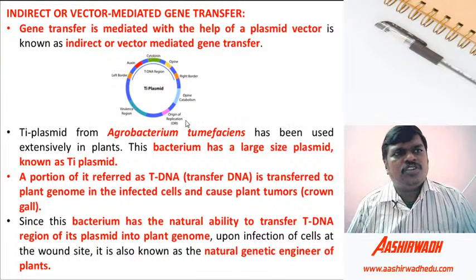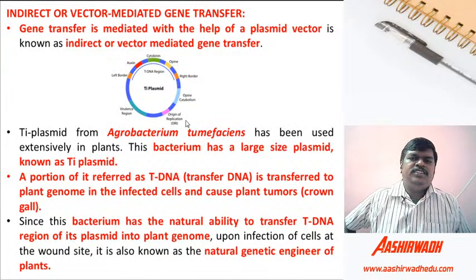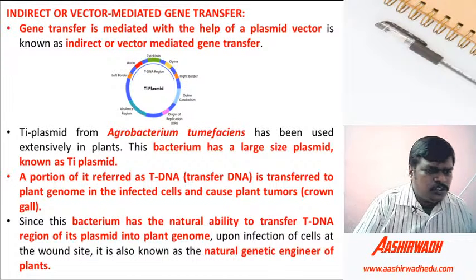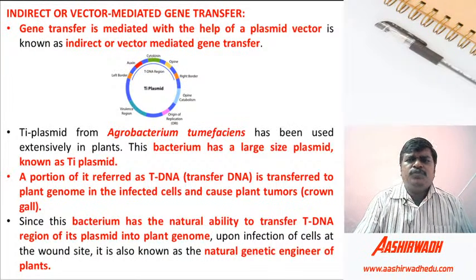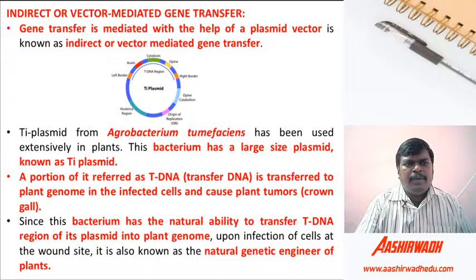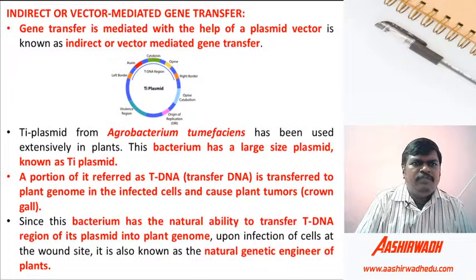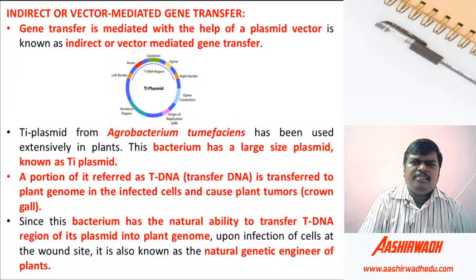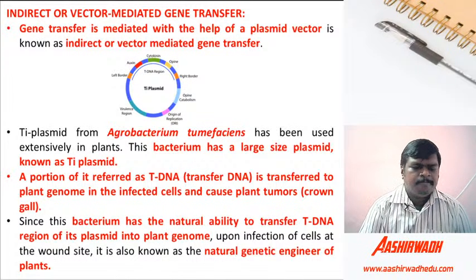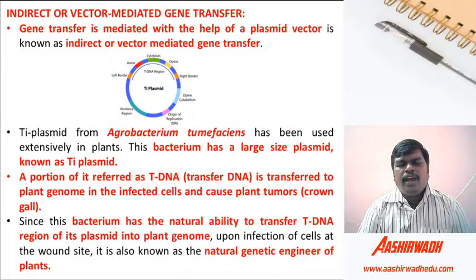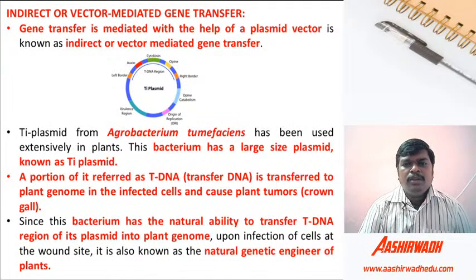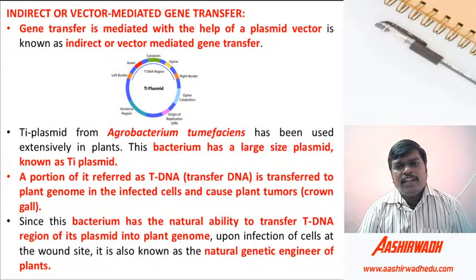The next method is called indirect or vector mediated gene transfer. In the case of plants, the gene transfers are mainly done through the plasmid vector, that is the Ti plasmid from the Agrobacterium tumefaciens. Whereas the plasmid taken from the E. coli bacterium is widely used for both animals and plants.